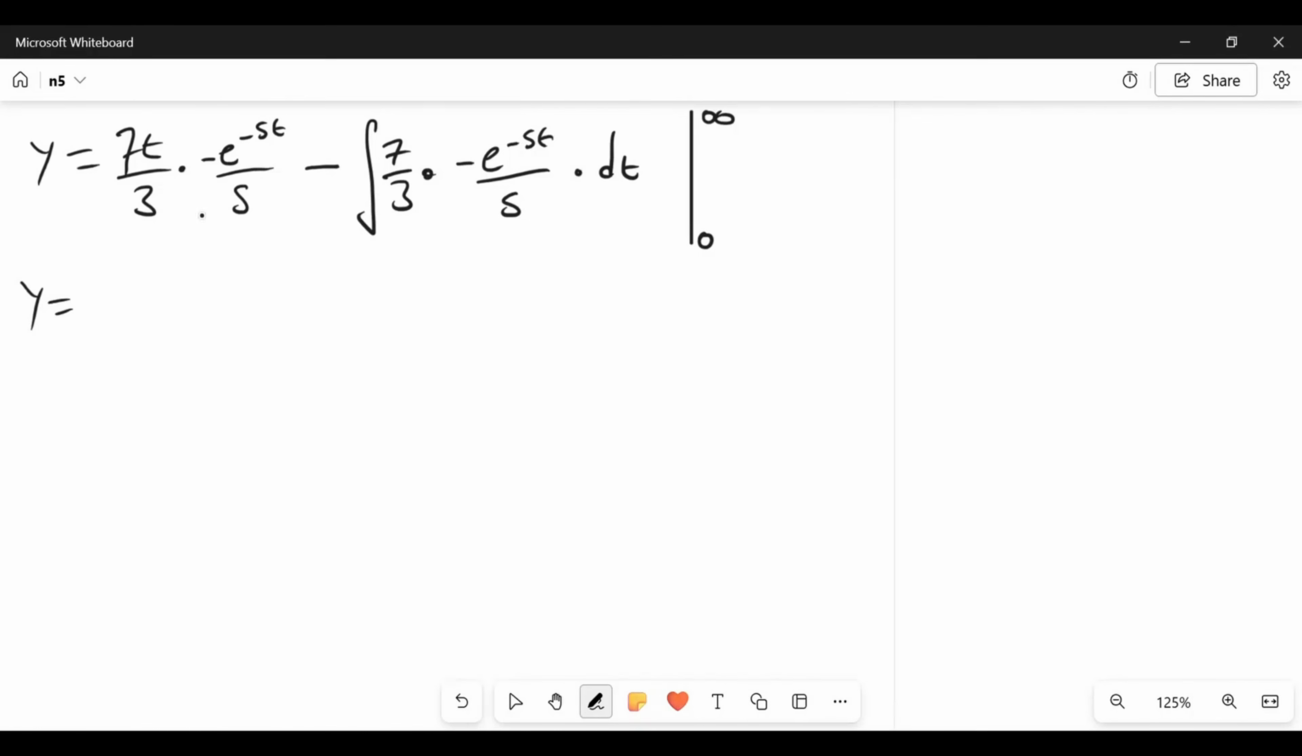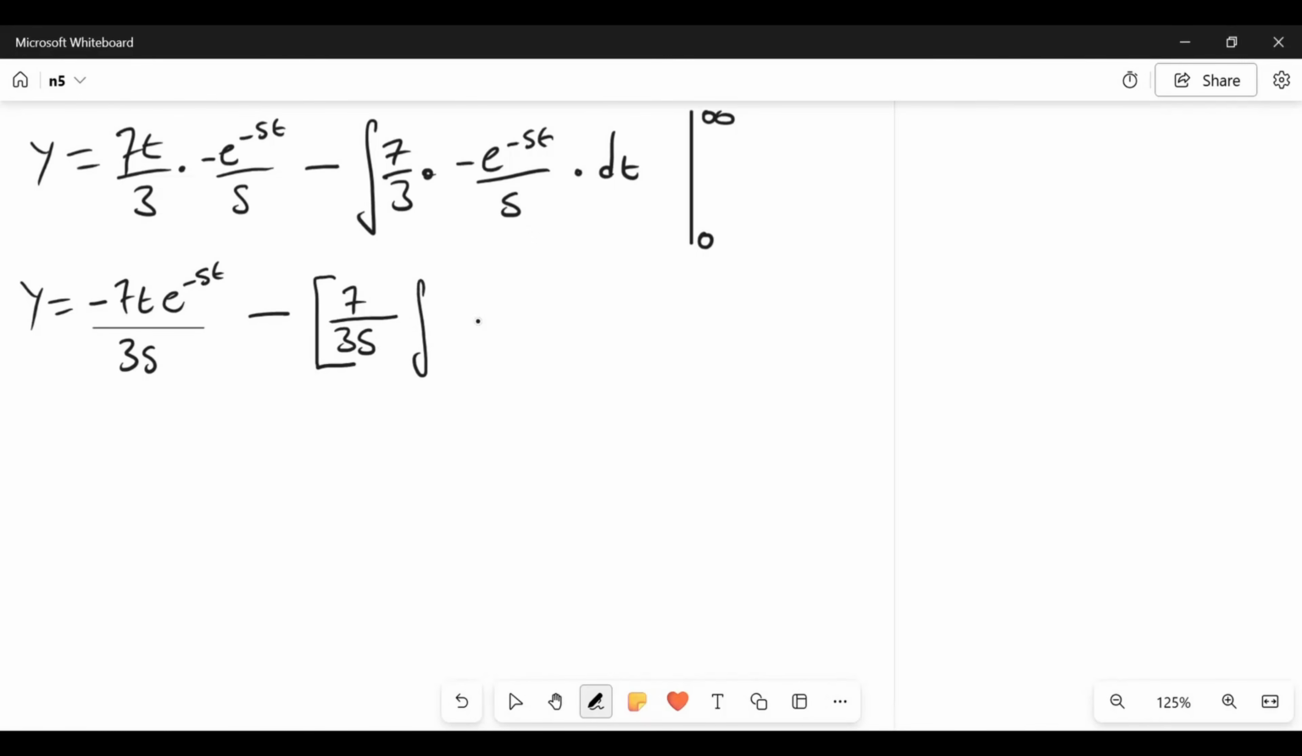The first term there, you have to multiply the numerators. If you multiply 7t with negative e to the power of negative st, we'll be having negative 7t e to the power of negative st, and then in the denominator, we have 3 multiplied by s. This is going to be 3s. Let's put this inside the bracket, guys. And then outside the integral, you can take out the coefficient. If you look at the whole of what we have inside the integral, we're going to take out everything that does not have t there. So in our case, we have 7 in the numerator, and in the denominator, we have 3 and also the s there.